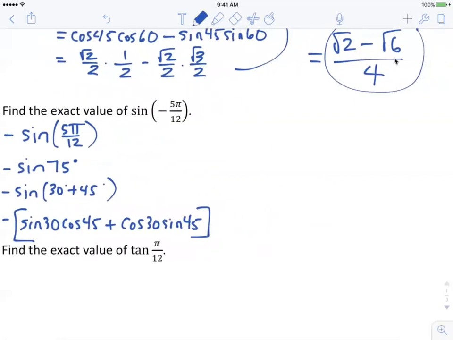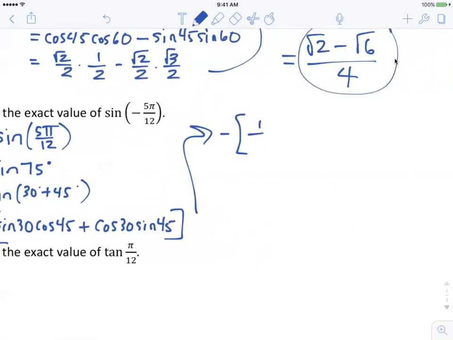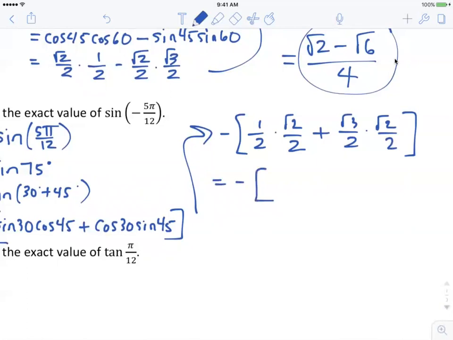Now, I guess I could have just used parentheses, but I used brackets. That's all right. I'm just going to leave that negative out front. And then sine of 30 is a half, cosine 45, root 2 over 2, plus cosine of 30, root 3 over 2, sine 45, root 2 over 2. Getting those from the good old unit circle. And then this is going to be root 2 over 4 on that side and root 6 over 4 on that side.